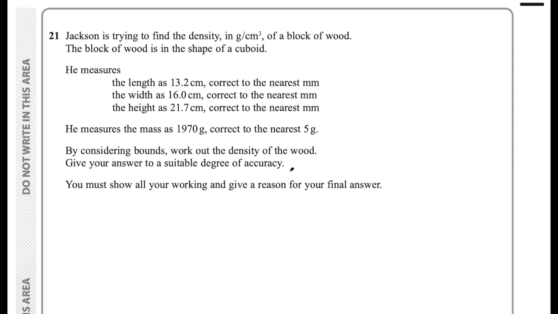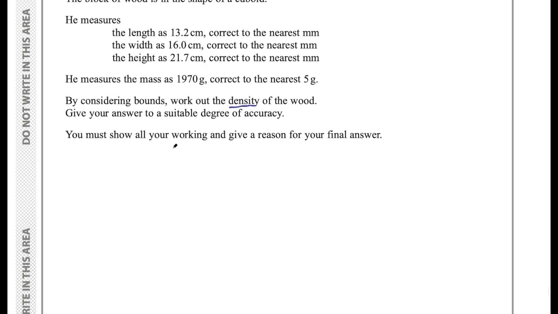What this is going to involve is finding the lower and upper bounds for all of these, and then finding the lower and upper bound for the density, and then finding a suitable degree of accuracy. So firstly, let's start off by finding the lower and upper bounds for all of these measurements. And I'll show you a little trick as to how to do this. So the first thing I'm going to do is actually write these in millimeters. So the length I have as 13.2 centimeters is 132 millimeters.